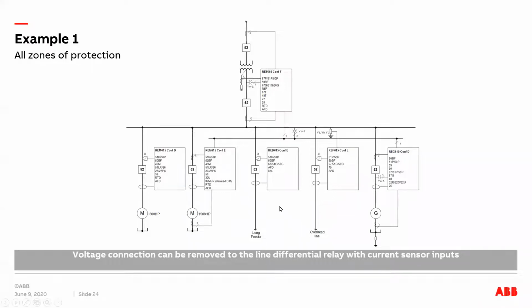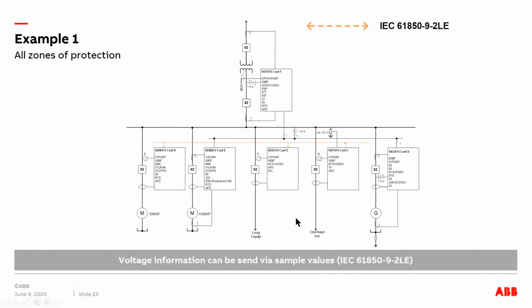And as a next step, the voltage connection can be removed from the bus PT for the line differential relay also. And instead of that, we can use the IEC 61850-9-2LE sample values, by which this feeder relay, which has a voltage sensor input wired to it, can share the voltage signals over sample values to the other relays. So we eliminate that wiring.